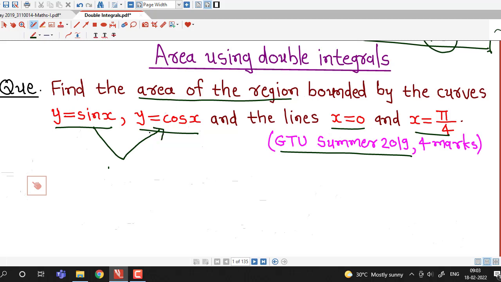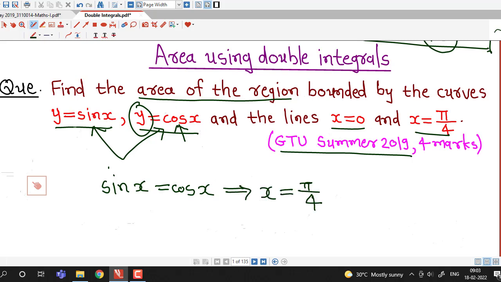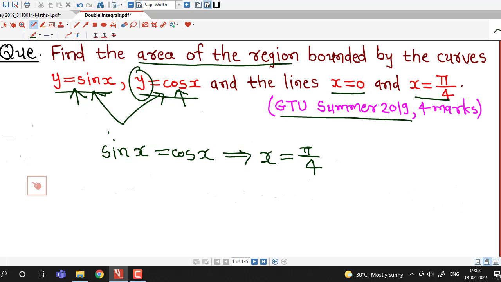Suppose we want to find the intersecting points of these two curves, then we can put y equal to sin x in this equation. I will obtain sin x equal to cos x, and these two are equal if x equal to pi by 4. And if I take x equal to pi by 4, I will obtain y equal to sin pi by 4, that is 1 over root 2.